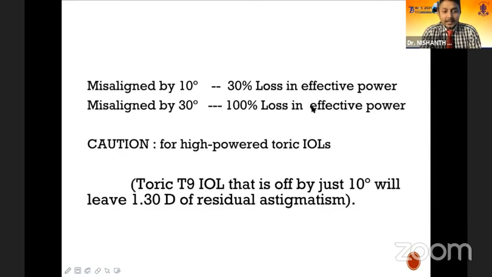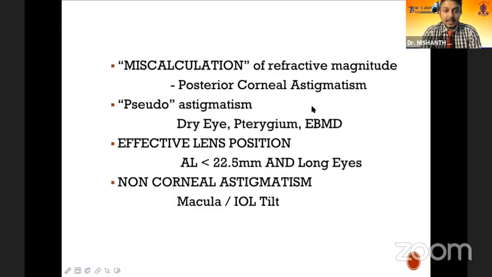So we all know that a misalignment of 10 degrees will cause around 30% loss in effective power. And a misalignment of 30 degrees is a complete re-rotation of the lens, where 100% loss of effective power will be there. And for higher power toric IOLs, like T9, if it is off by 10 degrees, there'll be a leverage of 1.3 diopters. So even in cases of T2 or T3 lenses, a 10-degree misalignment might be okay, but not in higher astigmatic cases. So what are all the problems?